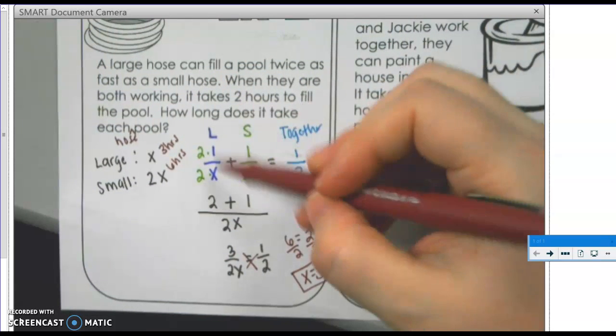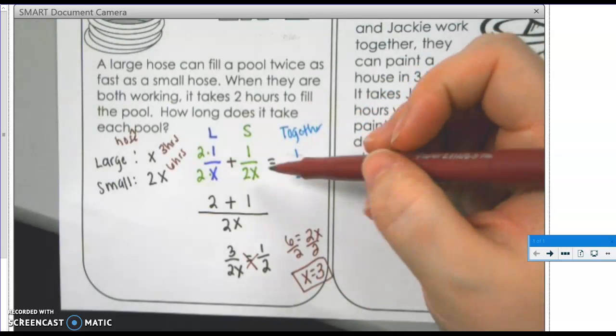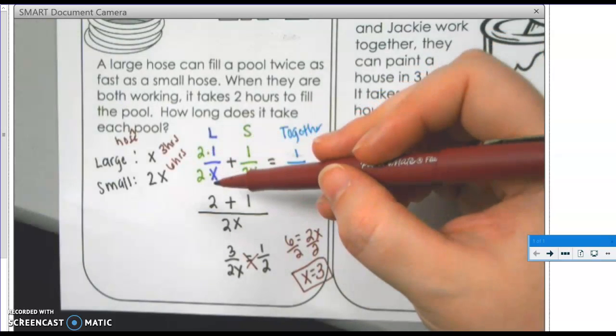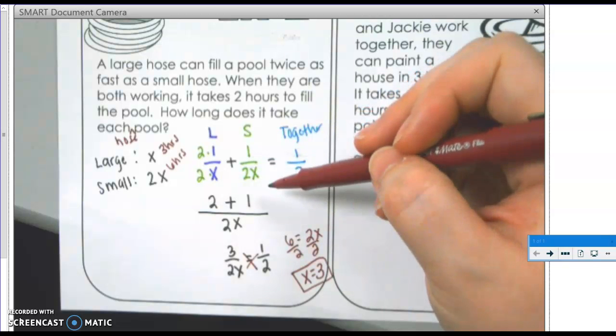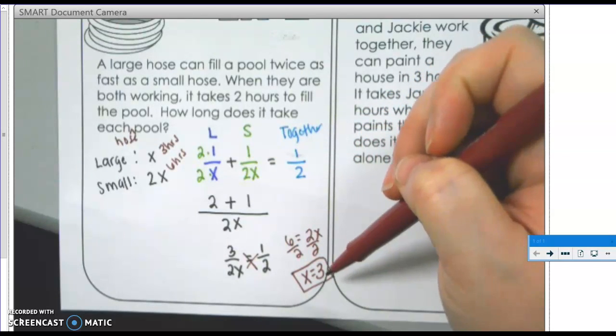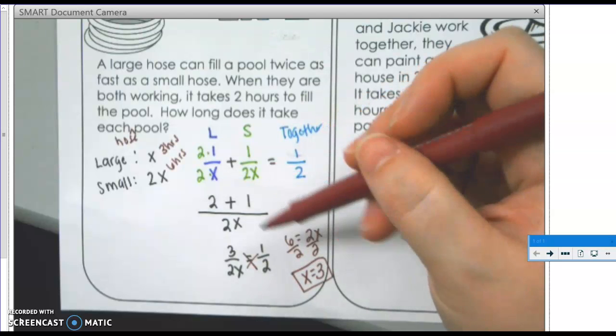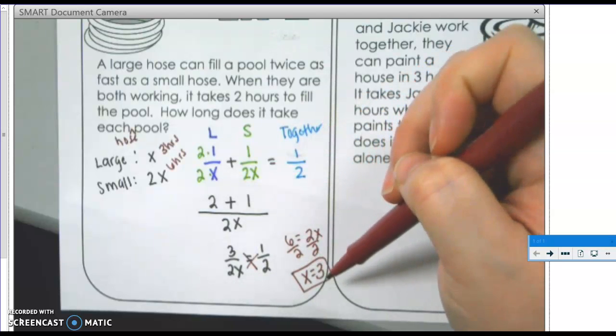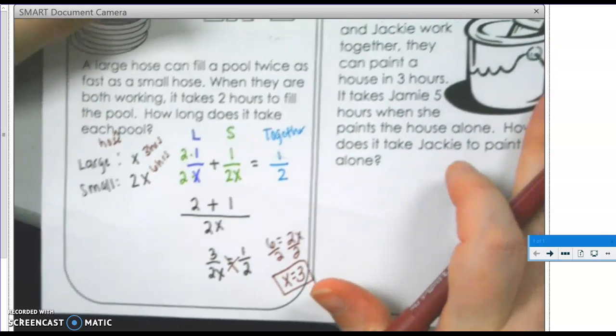So even if you set it up wrong, if you put that the large was 1 over 2X and the small was 1 over X, you would still get the same answer for 3. And since the large one is faster, it should have the smaller answer. So you would have been okay either way.